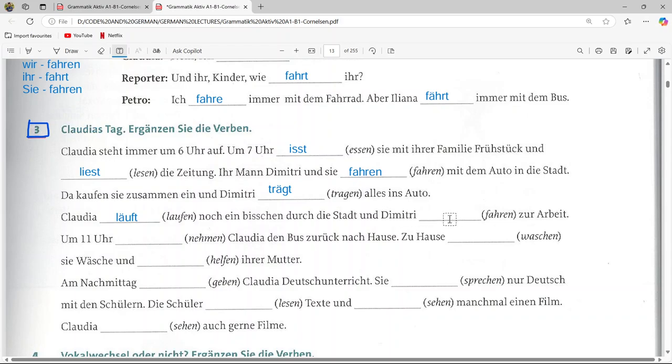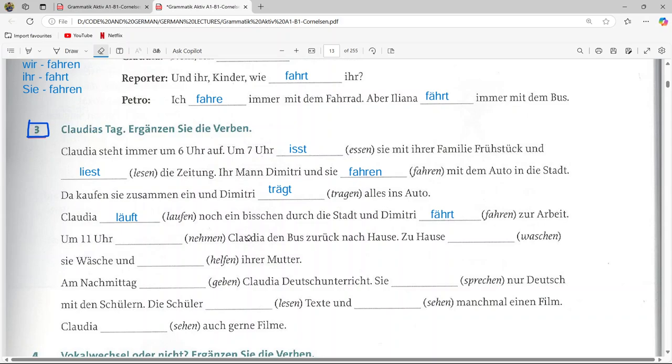Und Dimitri, so Dimitri can be replaced with er. For er, the verb conjugation of fahren will be fährt. Okay. So Dimitri fährt zur Arbeit. So Dimitri travels to the work. Next sentence.